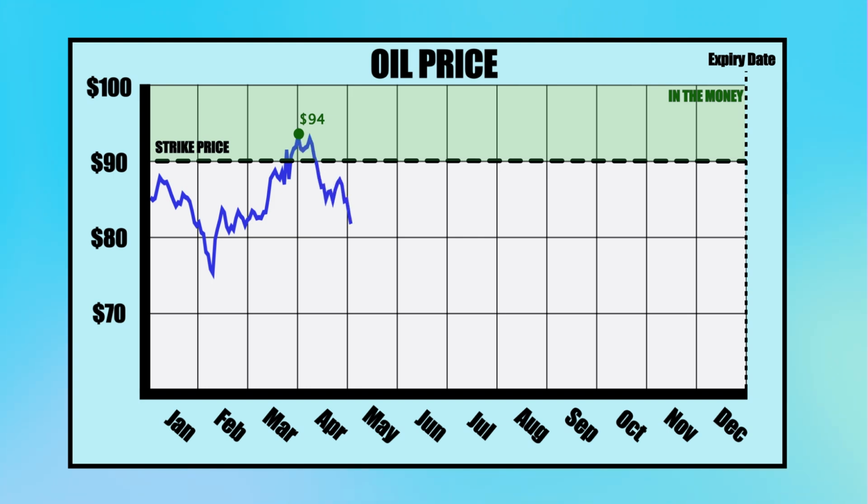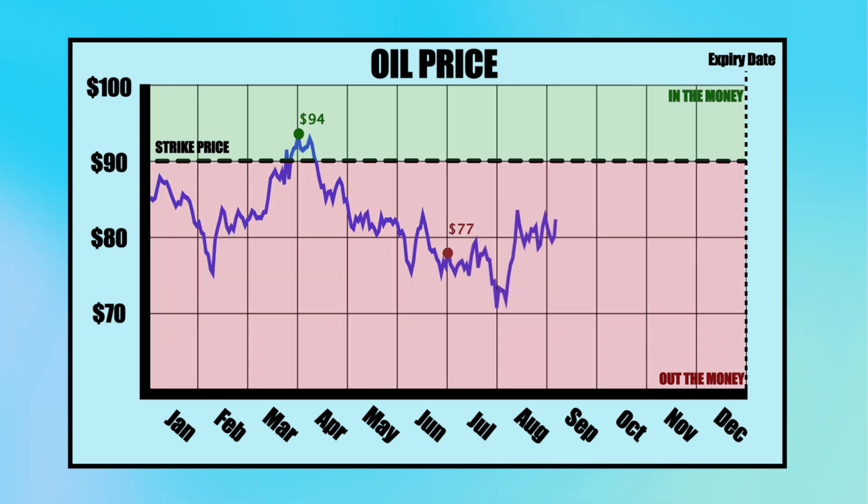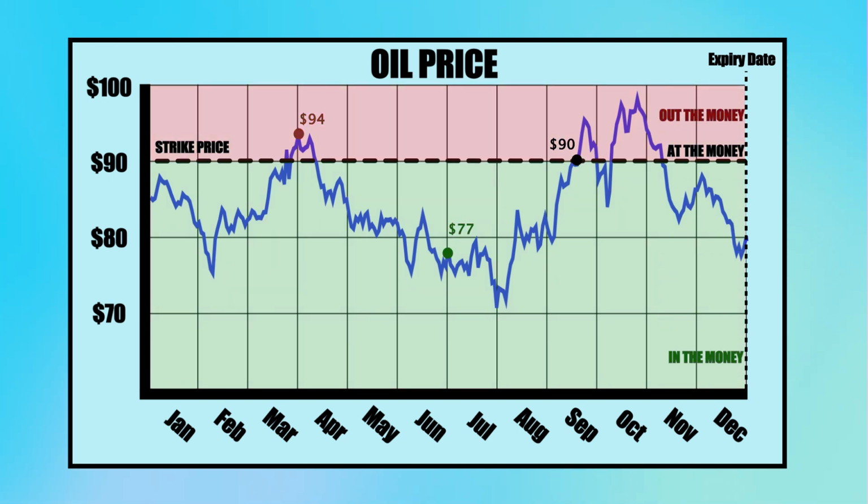If we now wait another 3 months, the price of oil has now dropped to $77. As this is below the strike price of $90, the option is now said to be out of the money. Likewise, the value of the option would have dropped from the $2 that it was originally purchased for. Finally, when the price of the underlying equals the strike price, the option is said to be at the money. It is worth noting, if it was a put rather than a call option, then the positions when the option is in and out of the money would reverse.